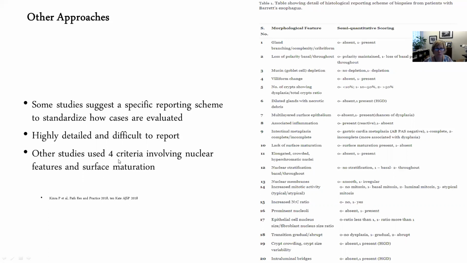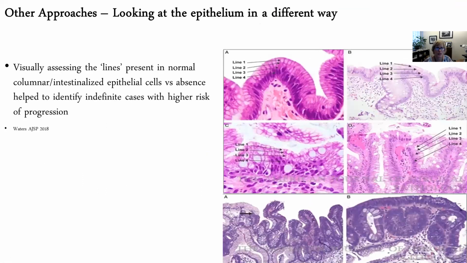Other studies pulled 4 of these major criteria, particularly involving the nuclear features and the surface maturation, to also try to help standardize. And this may be something where, even if we aren't using the specific numbers, it at least tells us what are the most important features that help us decide whether or not something is dysplastic.